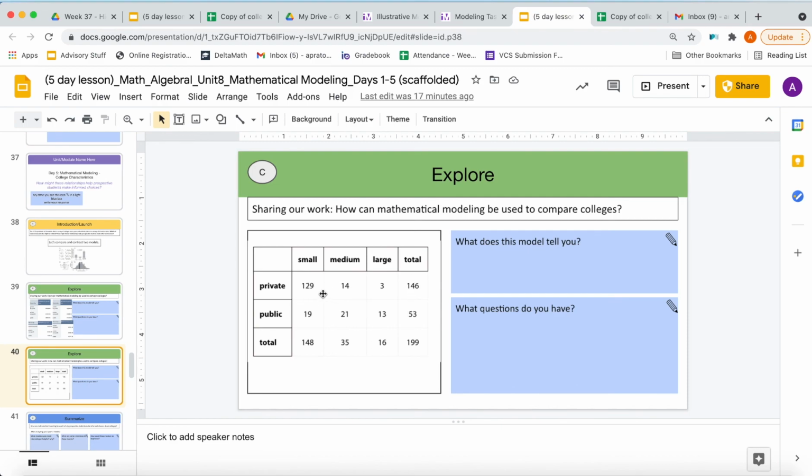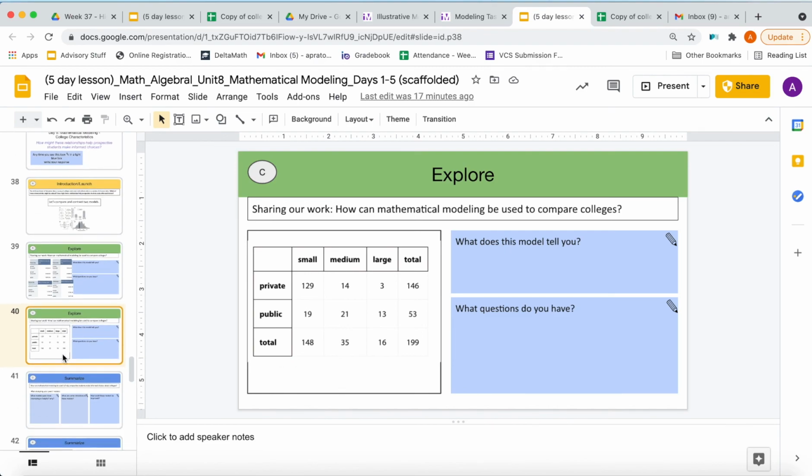So if I'm looking here, I'm like, wow, that's a lot of private small schools, but then that's a lot bigger total for the private schools. I might wonder why there are such few large universities overall. I might wonder about the difference between private for-profit and private nonprofit, because this person grouped all the private schools together. You might have some other wonderings as well, which are great to have and also should be included here.